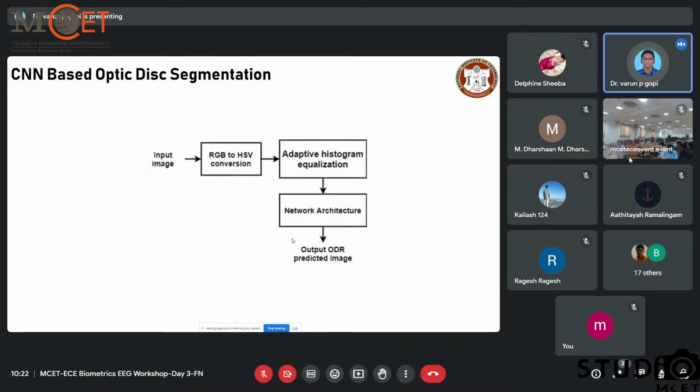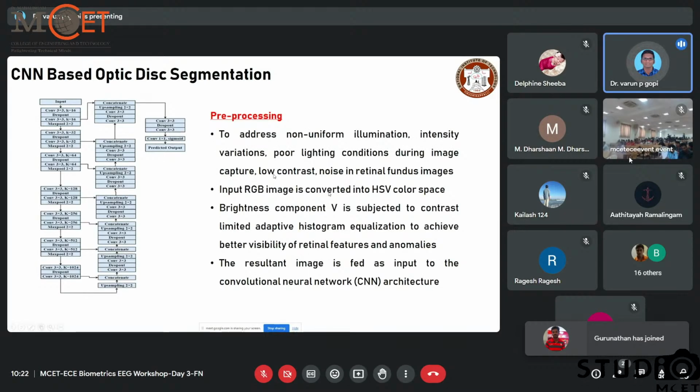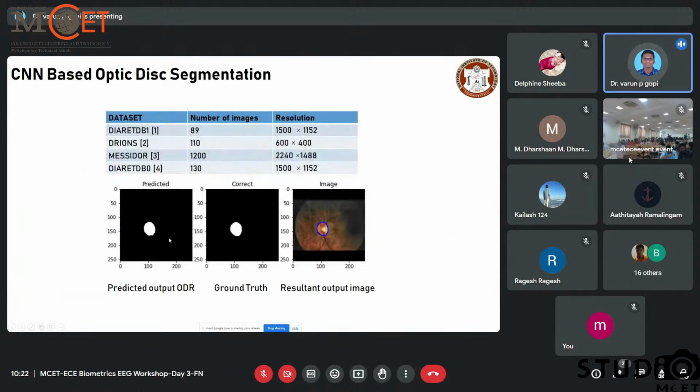So for that we have used a methodology, and initially we have taken the image from RGB to HSV to get the illumination information. After that we have done adaptive histogram equalization to improve the quality of the image. Then we have done a network, an encoding decoding network. It is a customized network. This side is the encoder and this side is the decoder, and we have predicted output like this, and this is the correct ground truth provided by the doctors, and this is the image outlined on the optic disc.